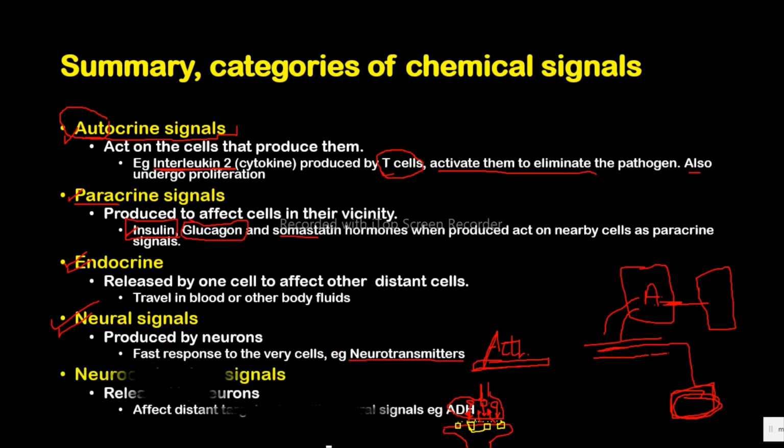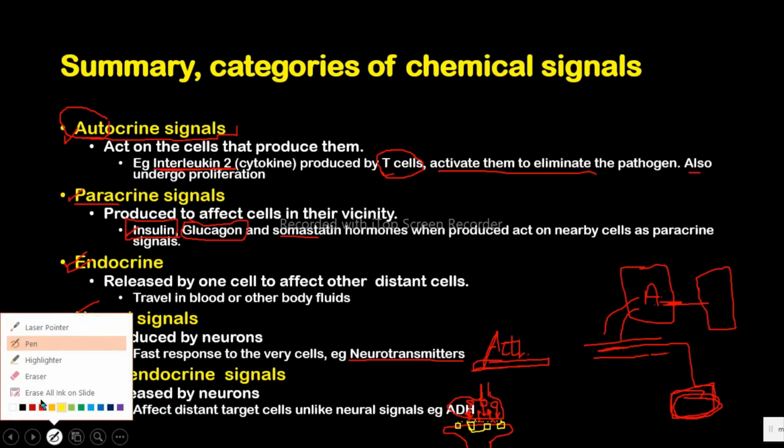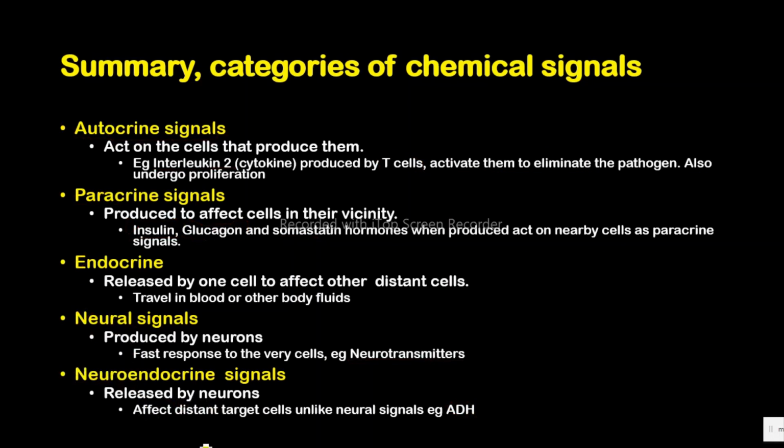Then the final category of these chemical signals are the neuroendocrine signals. These are the intermediates between the neuro and the endocrine signals. They are produced by the neurons in the hypothalamus, but instead of being transported along the axons, they are transported within blood to the target organs. So they are released by the neurons, but transported in blood, and they affect distant target cells. An example is ADH.